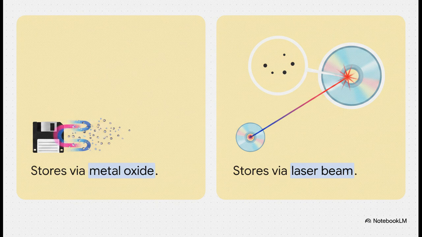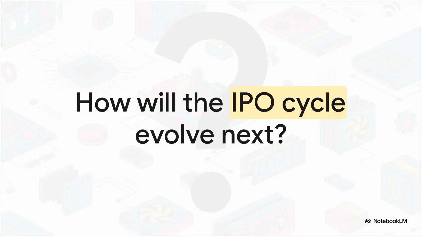It spins a highly reflective disk, while a near-infrared laser beam reads microscopic dark spots called pits and lighter areas called lands. Think about that. It's literally reading data with light. It's incredible. And that brings us right to the end of our masterclass.